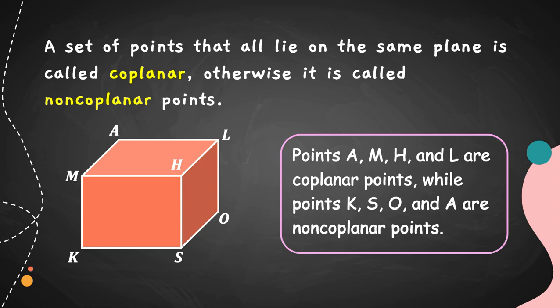So here's my question. How about collinear points? Are collinear points also coplanar points? The answer is always yes. Because every time the points lie on the same line, definitely they will also lie on the same plane. So every collinear point is also a coplanar point. But not all coplanar points are collinear points. Looking at our example, points A, M, H, L are coplanar points, but they are not on the same line. So therefore, we cannot consider points A, M, H, L as collinear points, but simply as coplanar points. Okay?